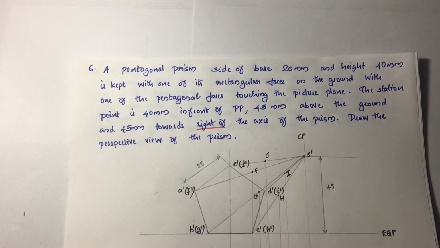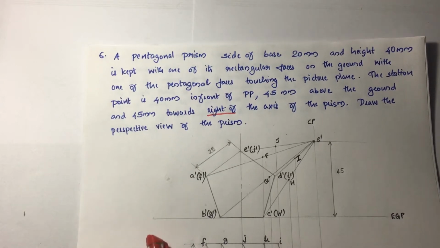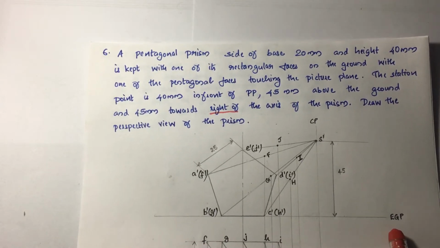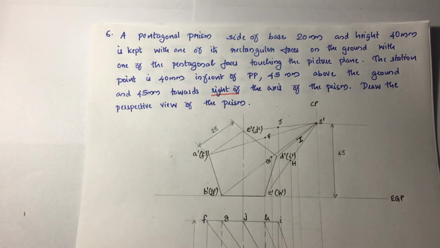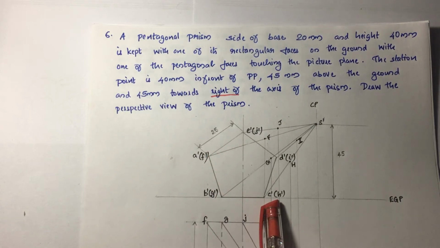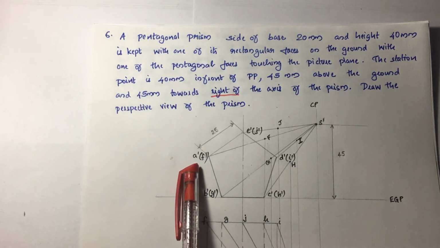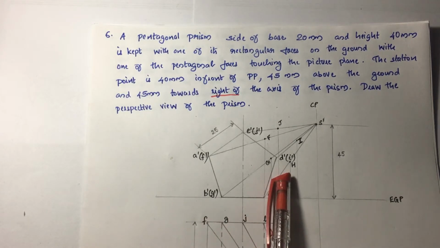Initially you need to draw a horizontal line around the top portion of the page, and name it as EGP line, which represents elevation of the ground plane. And with the specified dimensions, you have to complete drawing the pentagon. As the dimension is given as 25, by drawing a horizontal line, you can complete the pentagon. And as it is a prism, you need to mark the corresponding opposite face. The front face is named as ABCDE.